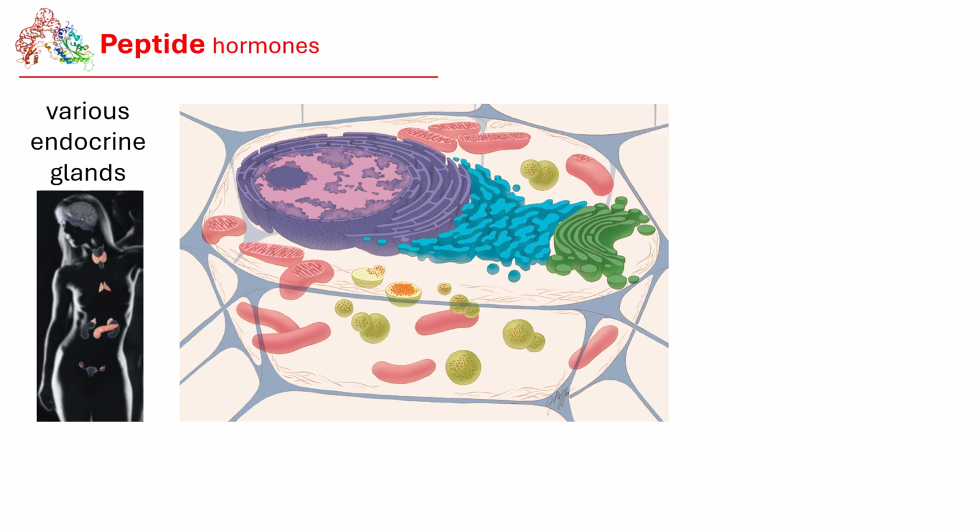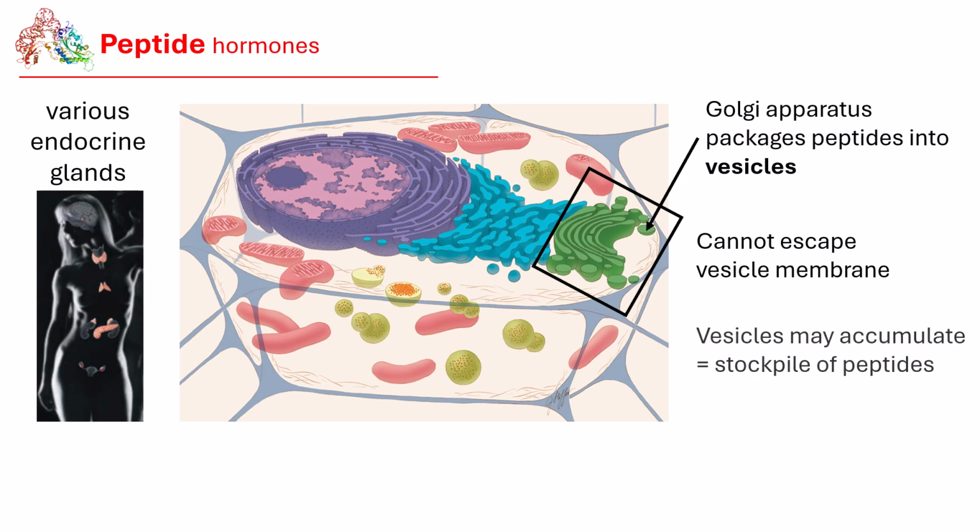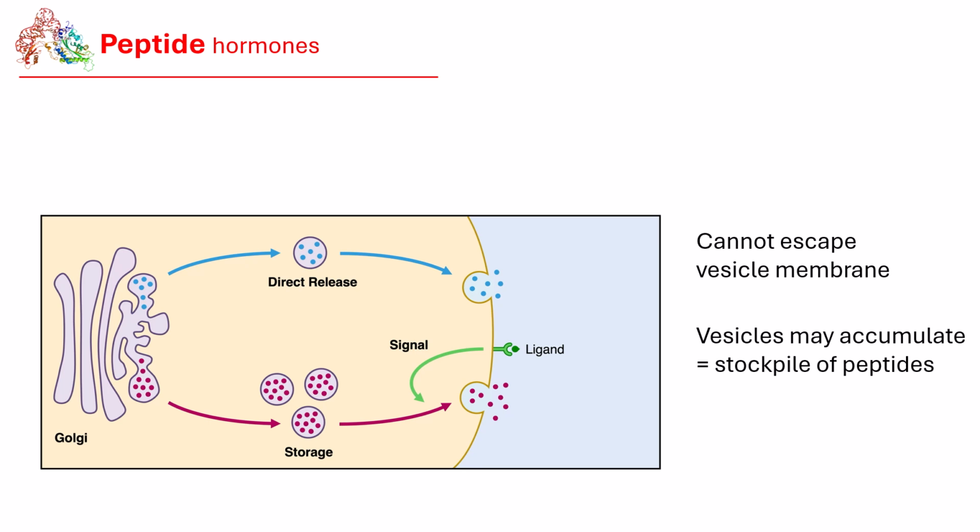The peptides then travel through the endomembrane system to the Golgi apparatus, where they are packaged into membrane-bound vesicles, from which they cannot escape. These vesicles may accumulate, producing a stockpile of peptide hormones. Vesicles release their contents to the extracellular space via exocytosis, shown in this image. The pace of exocytosis, which is how peptide hormones are secreted, may or may not be regulated.